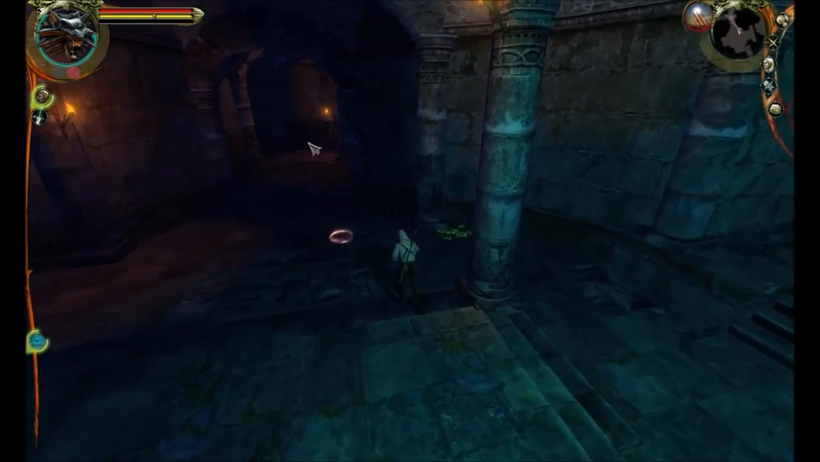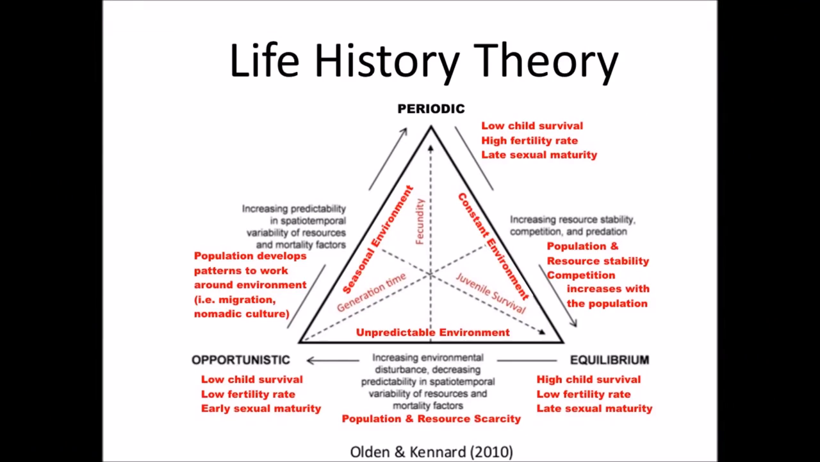So the main difference between life history theory and RK selection theory is that there are 3 points instead of 2. It's not black and white. There are 3 actual phases in this cycle. It doesn't really start anywhere in particular, but you have 3 phases: periodic, equilibrium, and opportunistic. Now, these are based on the life cycle habits of fish. So you're thinking, wait, what fish? How does that have to do with anything?